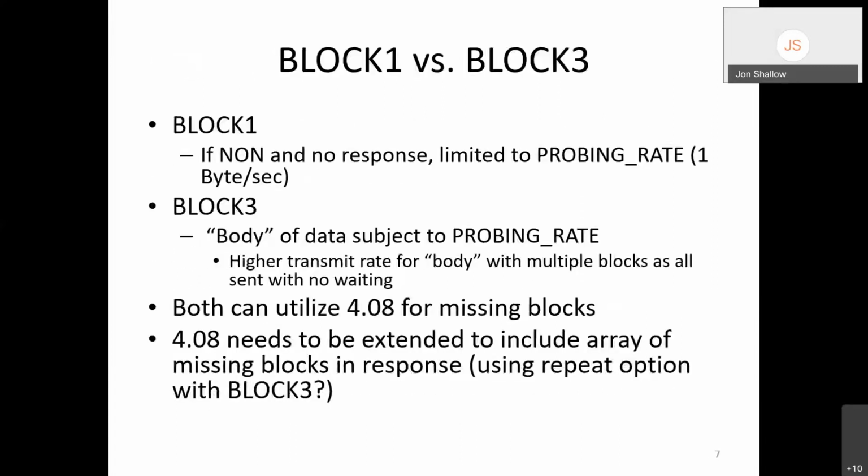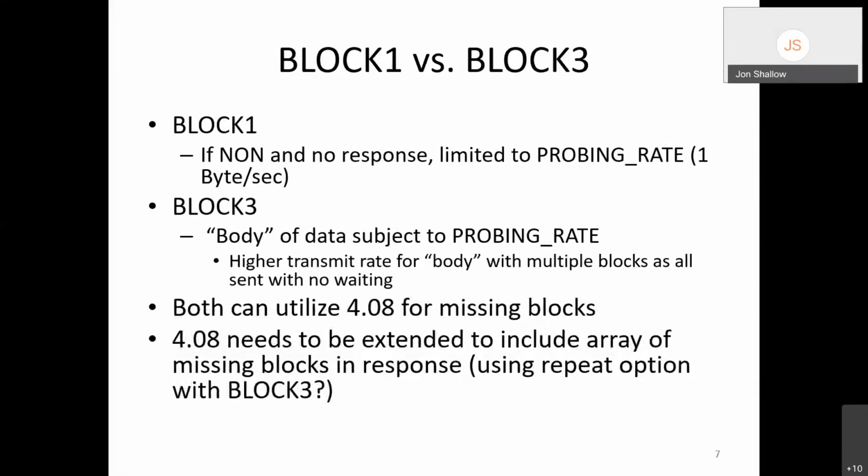So just looking at some of block 1 versus block 3. With block 1, we are limited to the probing rate. If you're just sending them out and there's no response because the pipe coming back towards us is running full, we're limited to that probing rate of 1 byte a second, which is quite a low rate. So we'll be hanging around for some time, and it'll take time for telemetry information to be passed. Whereas with block 3, the whole body, or rather the whole set of blocks of data, is subject to the probing rate. So it means that we can just do a quick blast and everything gets to the other end, and then we have to go back into the probing rate.